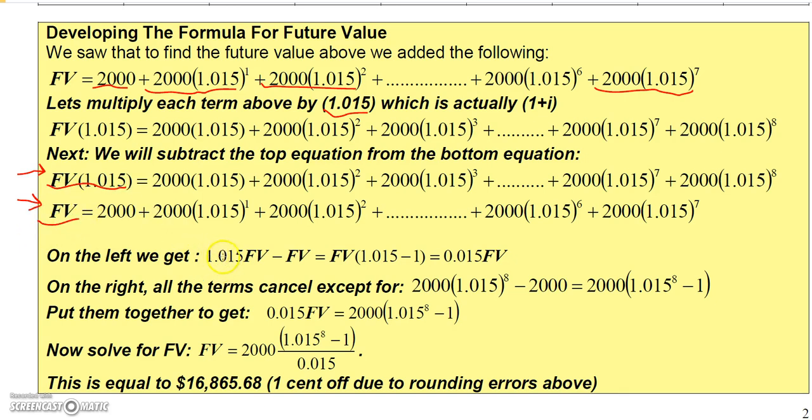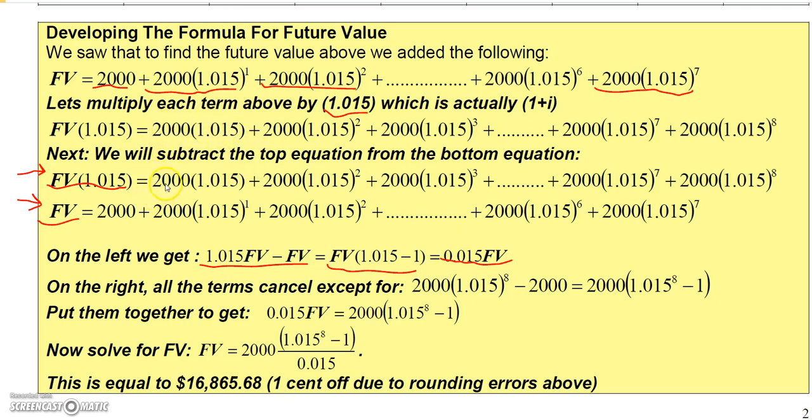So I get 1.015 times future value minus future value. Well, if you take 1.015 minus 1 times future value, that's just going to give you 0.015 times future value. Okay? Now, but what do we get on the right-hand side?